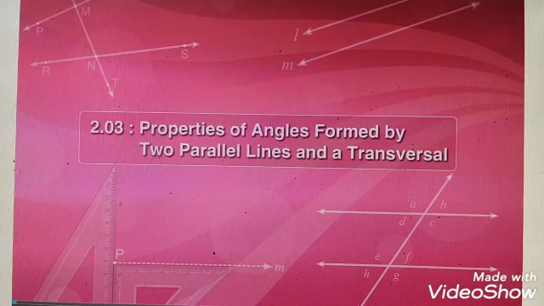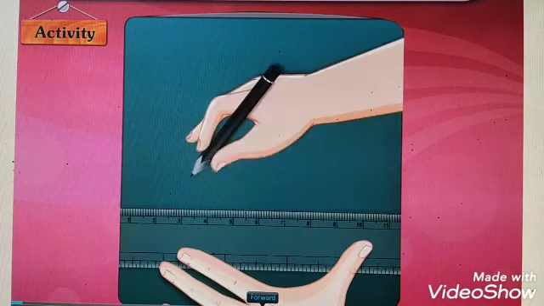Now we will see properties of angles formed by two parallel lines and a transversal. Let's do one activity given in your textbook. Draw two parallel lines and a transversal on a paper.